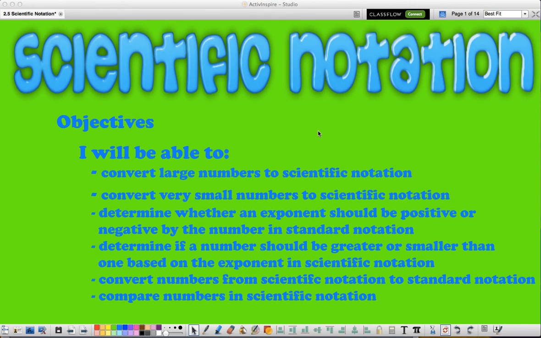Today we're going to talk about converting large numbers to scientific notation and very, very small numbers to scientific notation. We're going to determine whether an exponent should be positive or negative based on the number in standard notation. Determine if a number should be greater than or less than 1 based on the exponent. And we're going to convert numbers from scientific notation to standard notation and compare numbers in scientific notation.